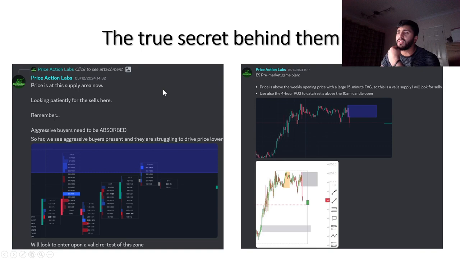We have the same thing over here, right? So price is at a supply area. Your job is to patiently wait for sales. Now, what does it mean for patiently waiting? You have to wait for price to patiently get to the level. If we're at a supply level, you want to see aggressive buyers fail to drive price lower, and you take advantage as the level holds after aggressive buyers have been absorbed.